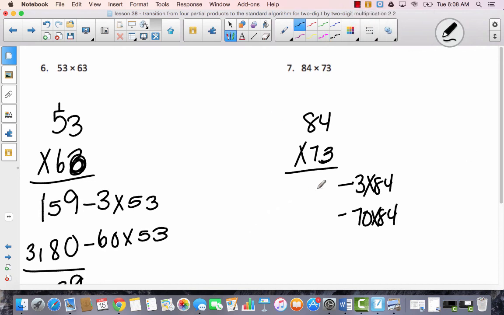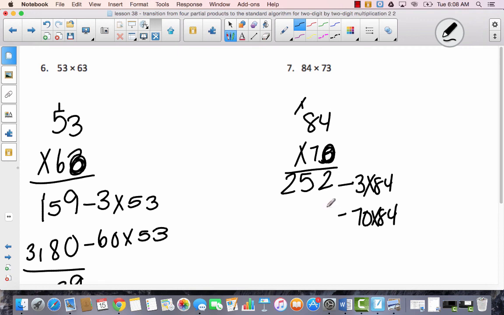Okay, so let's do 84 times 3. So 4 times 3 is 12, and I'm going to carry the 1. And then I have 8 times 3 is 24, plus 1 is 25. So I have 252. I'm going to mark out this 1. I don't want to get it confused. And now I'm going to do 84 times 70. Remember, I'm pretending this 3 is a 0.